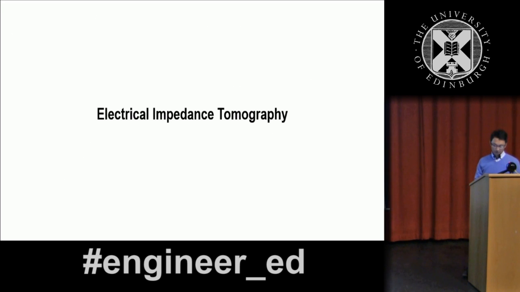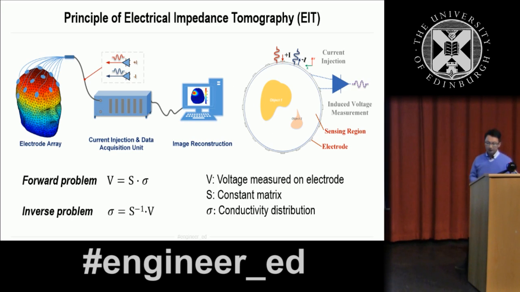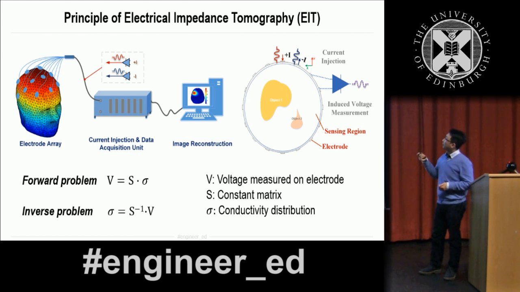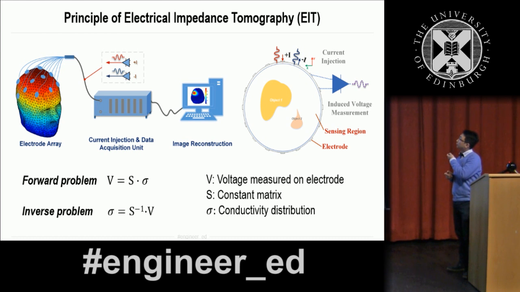So the first one is electrical impedance tomography. The principle is you stick the electrodes on the head, or on the chest, or on the boundary of the pipe, and the machine inside injects current to an electrode and measures the voltage on the electrodes, and then rotates. Again, rotation, again and again.